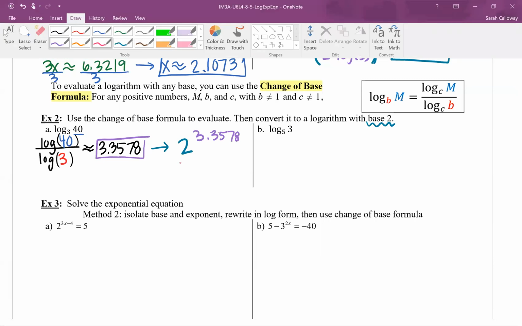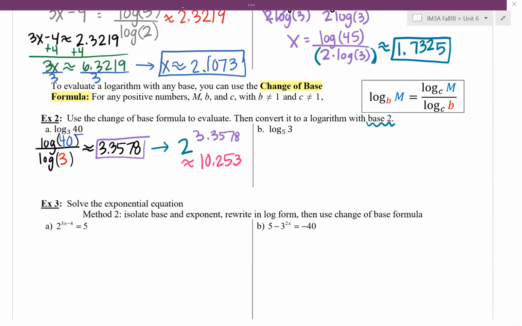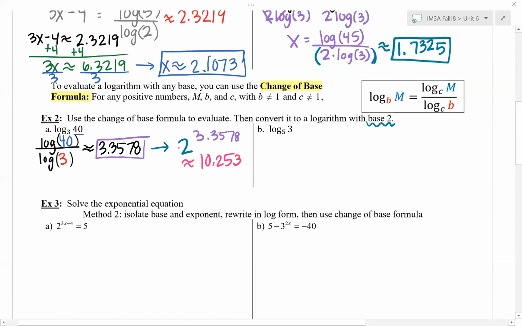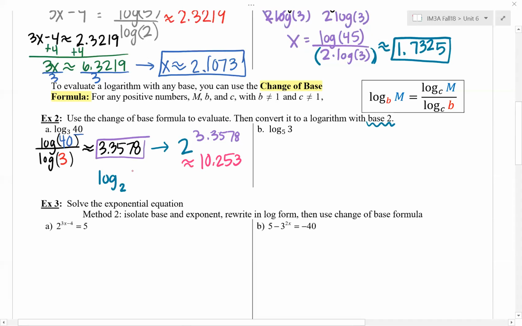That gives us a value, if we put that in our calculator, so we're doing 2 raised to the power of 3.3578, and that should give you about 10.253 if you place that in your calculator. Okay. And so using this now, we can rewrite it as a log of base 2 by writing log base 2 of 10.253.